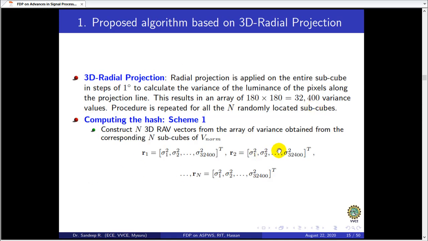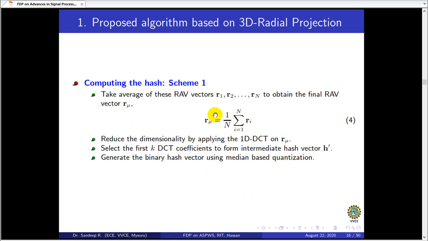These are nothing but the same explanations. So, radial variance vectors for each of the subcubes. There are n subcubes, so n radial variance vectors. Then we apply one-dimensional averaging, and after averaging, the average vector is projected onto the one-dimensional discrete cosine transform basis. Select the coefficients, apply median based quantization to generate the binary hash vector.